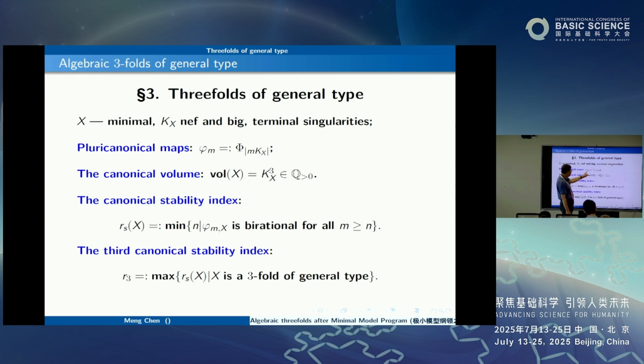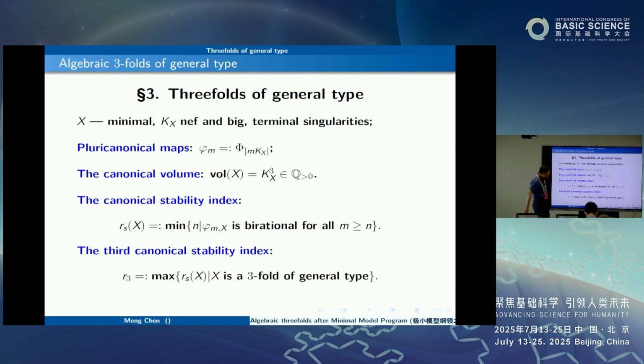Yeah, this is defined by the pluricanonical linear system. So this map phi_m, for any positive integer m, is intrinsic to the given threefold. Therefore, it's important to know the geometry of this pluricanonical map. So for example, we can define the canonical stability index.